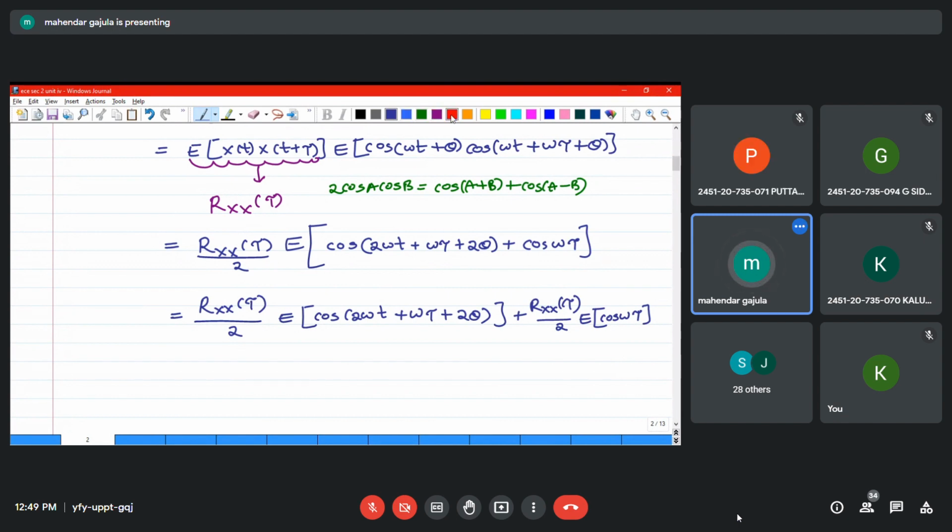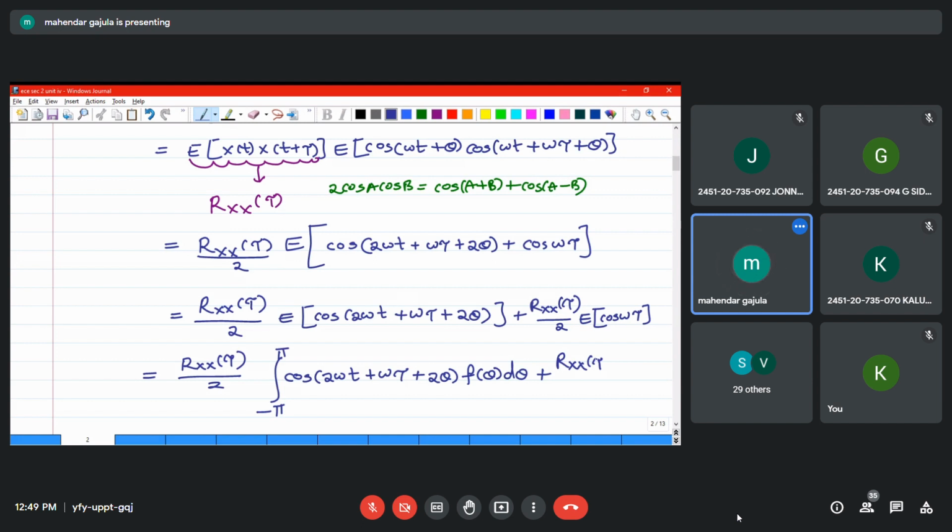Okay, now let us write it as R_xx(tau) by 2. Now let us apply the formula: integration from minus pi to pi of cos(2 omega t plus omega tau plus 2 theta) f(theta) d theta, and here R_xx(tau) by 2. Expectation of a constant is the constant only. cos(omega tau) is constant, right?